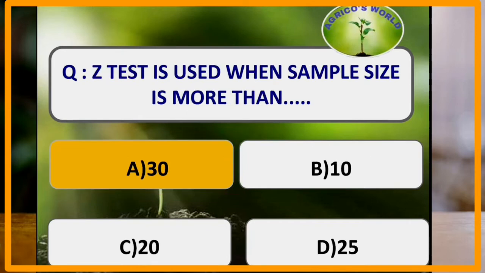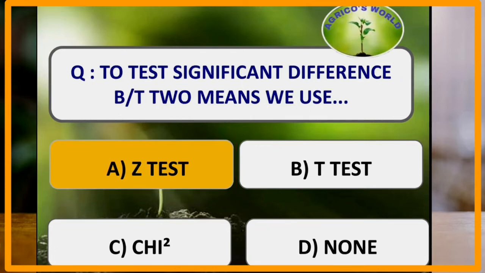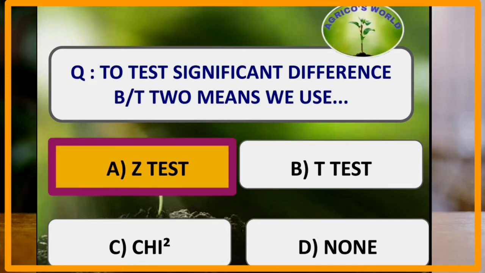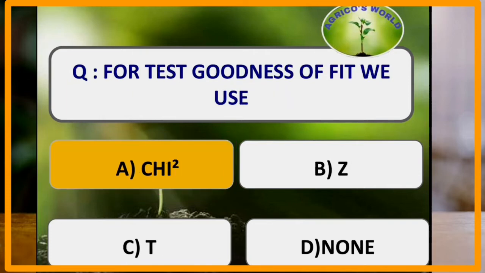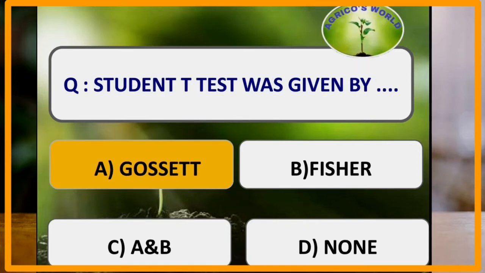Z-test is used when the sample size is more than? Z-test is used when the sample size is more than 30 and it was given by R.A. Fisher. Which test is used to test the significant difference between two means? To test the significant difference between two means, we use Z-test. Which test is used to test the goodness of fit? For testing the goodness of fit, we use the chi-square test, and it was given by Karl Pearson.